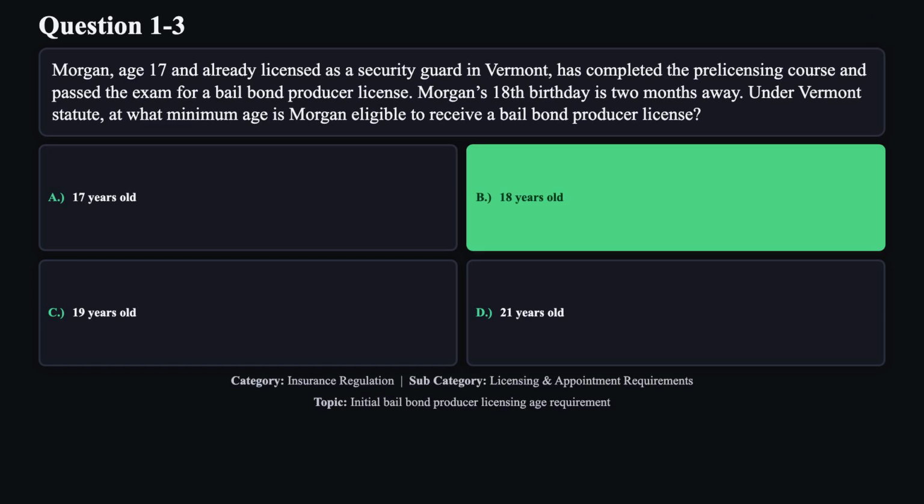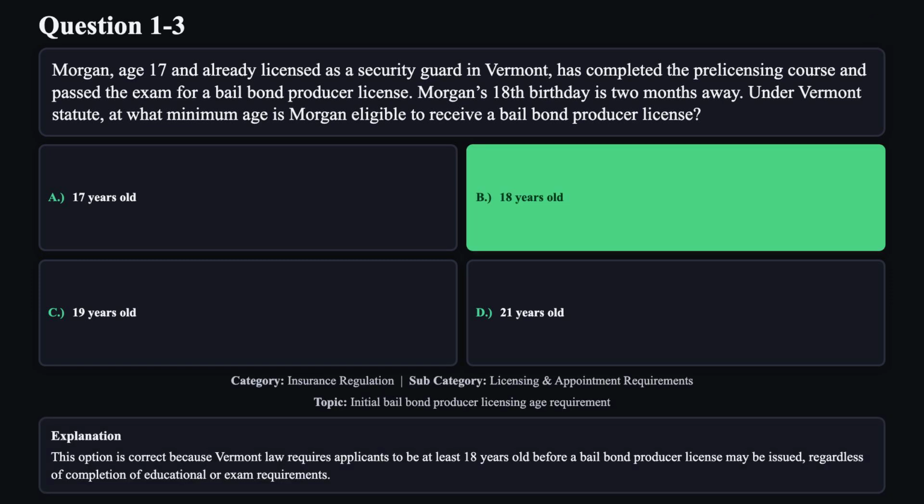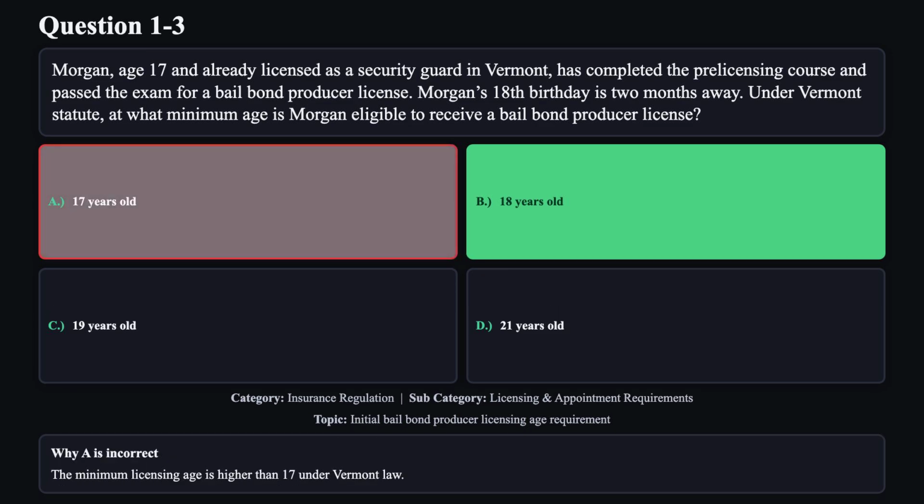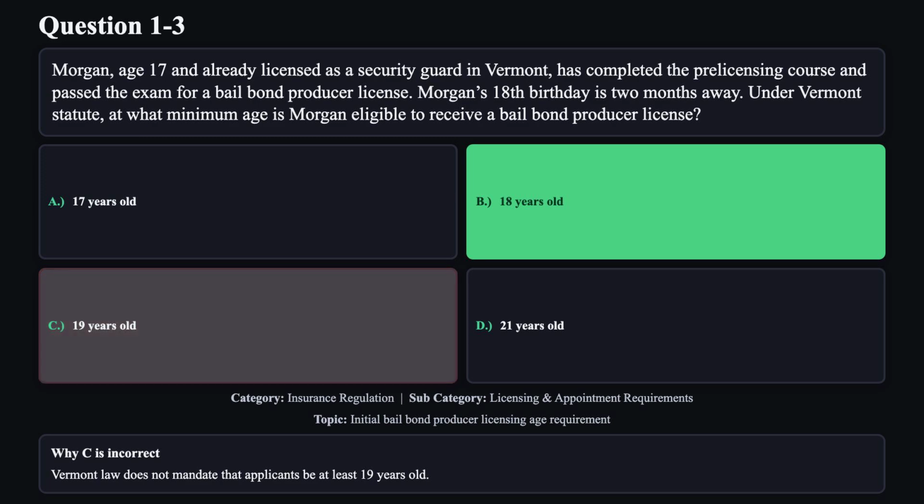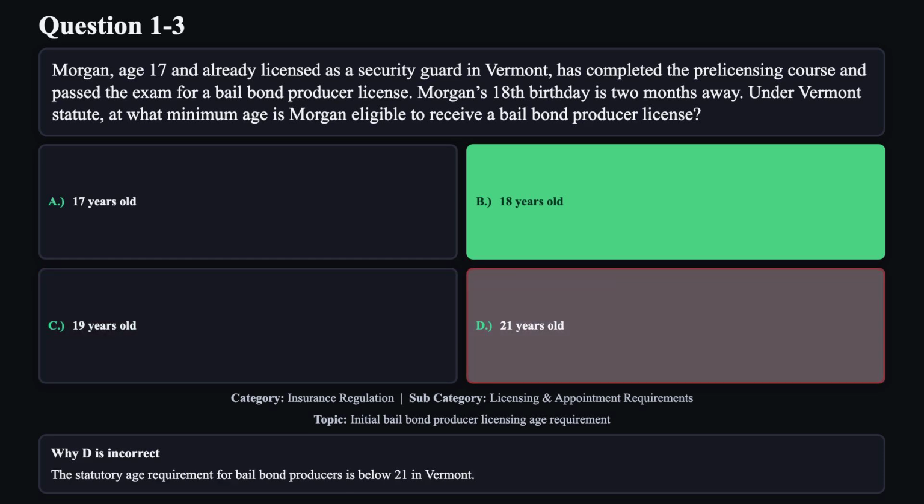The correct answer is B. This option is correct because Vermont law requires applicants to be at least 18 years old before a bail bond producer license may be issued, regardless of completion of educational or exam requirements. Reason A is not correct. The minimum licensing age is higher than 17 under Vermont law. Reason C is not correct. Vermont law does not mandate that applicants be at least 19 years old. Reason D is not correct. The statutory age requirement for bail bond producers is below 21 in Vermont.